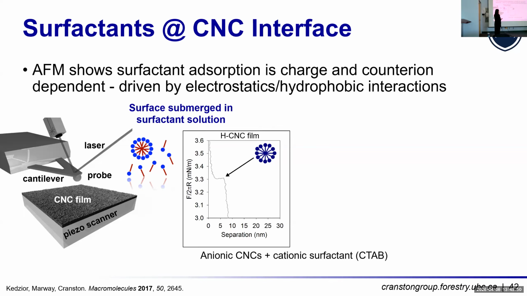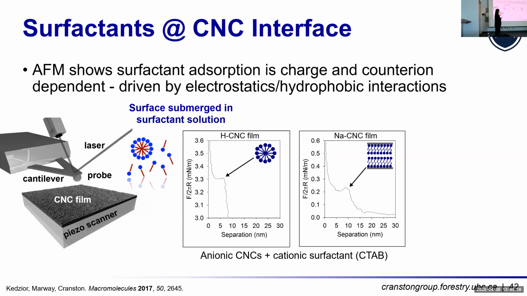And that's in the case where we have a cellulose nanocrystal film where the anionic charge has a proton as the counter ion. But if I have a sodium as the counter ion, which screens some of the surface charge, I don't have the same structures. I actually end up having bilayer structures of surfactants at the surface. And this one's really easy to press through.